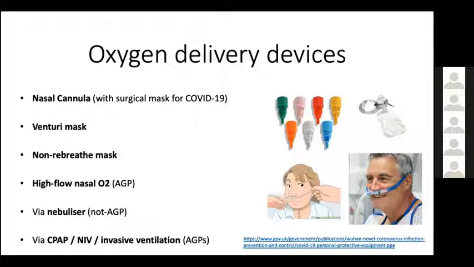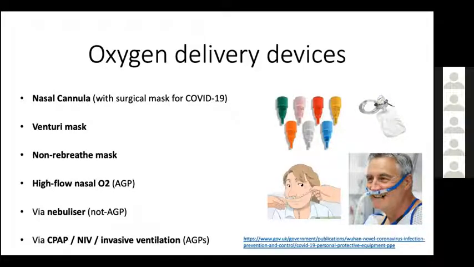Beyond that, we have a Venturi mask, so that's these coloured adapters that you can see, and they deliver fixed flow rate, fixed FiO2s, that we'll talk about in a minute, and we'll talk about why Venturis are great shortly. You then have a non-rebreathe mask, something you're familiar with, through which you would put 10 to 15 litres of oxygen a minute, and that's the highest amount of oxygen we could give through a normal modality. But there are other ways of giving oxygen too.